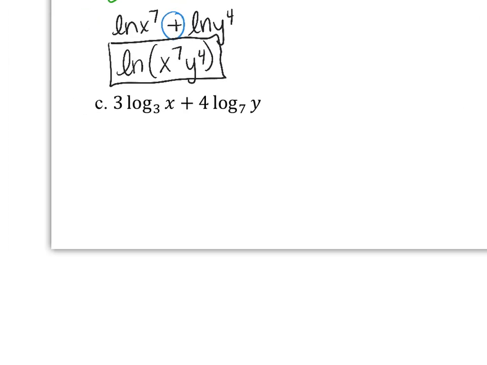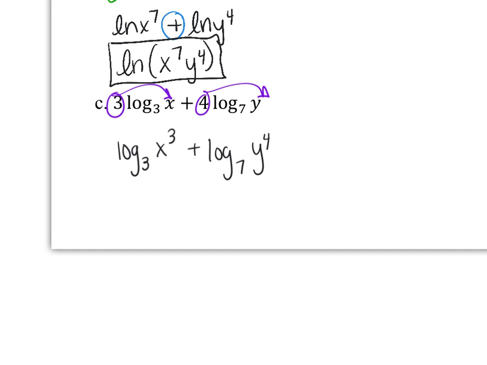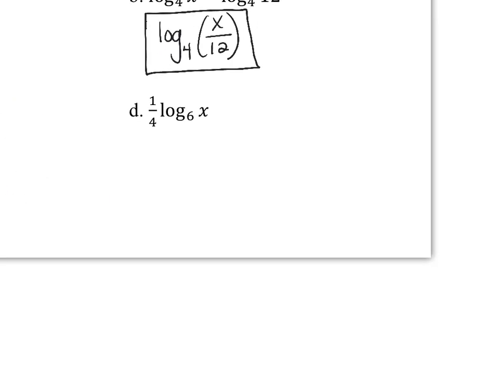Number 3. Okay, first step here, we're going to move our coefficients to exponents. So we have log base 3 of x to the 3rd plus log base 7 of y to the 4th. Now, notice that the bases are not the same, meaning we cannot condense any further. This is our final answer because we can't do multiplication when we don't have the same bases. So we just leave them separate.